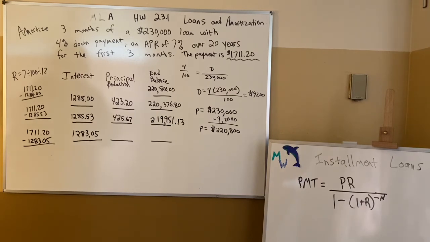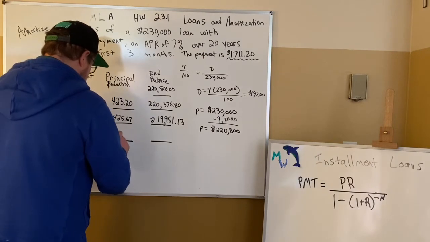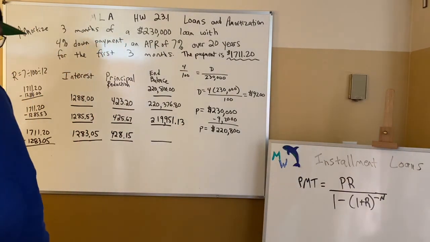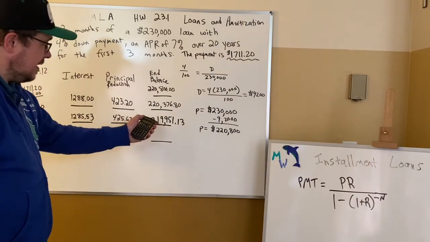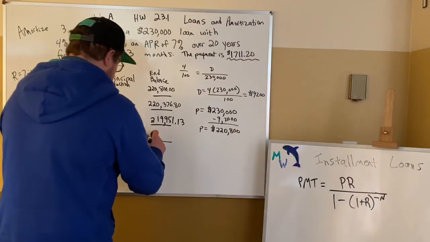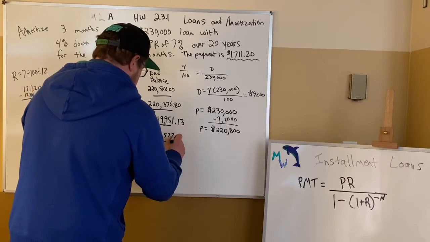So 1711.20 minus the 1283.05 equals 428.15. And now I'm going to take 219,951.13 minus that value, and I'm going to get 219,522.98.